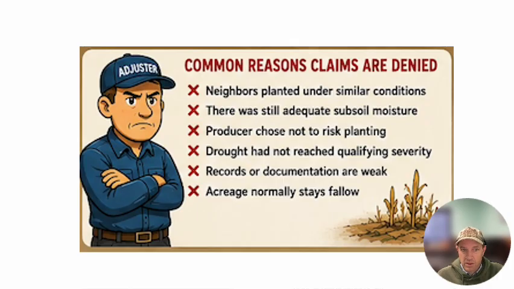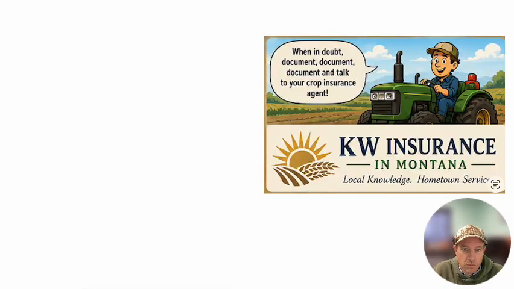So that one's going to be harder to make fly. There's still adequate subsoil moisture, so you might dig down below that top 2 or 3 inches and there's a fair amount of moisture down there that can hamper these claims. And then the producer just chose not to risk planting even though there was enough moisture possibly to get germination started. And if your acreage normally stays fallow, so like I said, if this was stuff that was going to go into fallow anyways, then certainly this is not a fit for this type of claim.